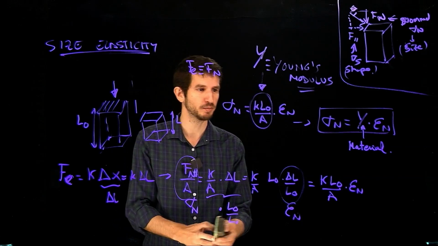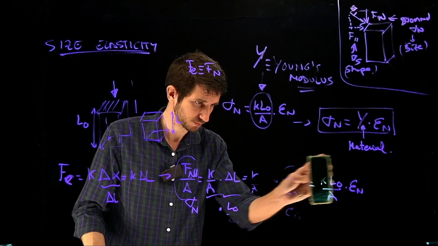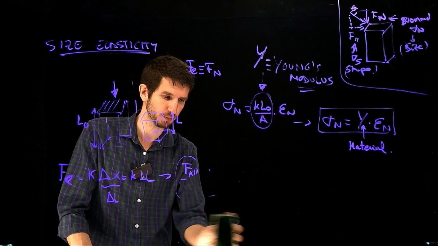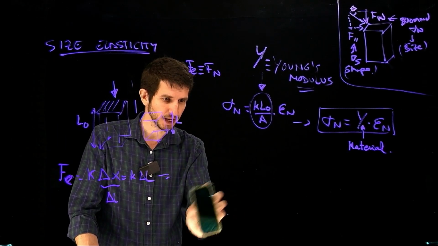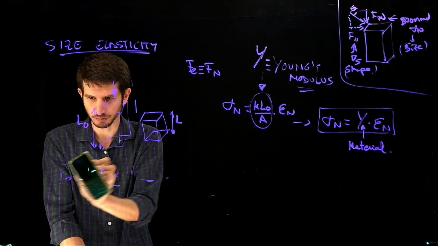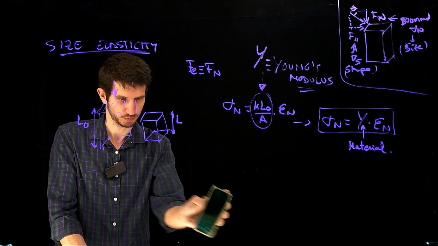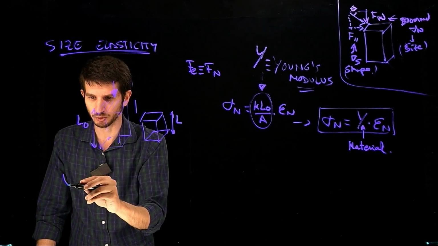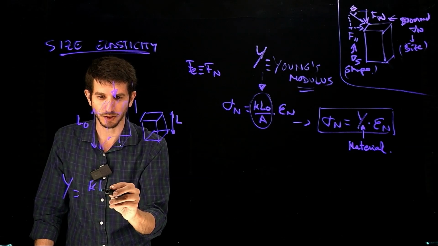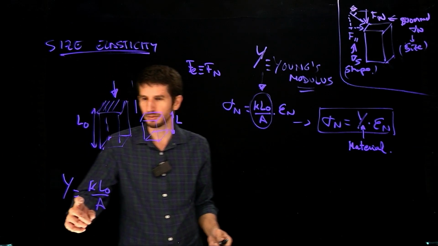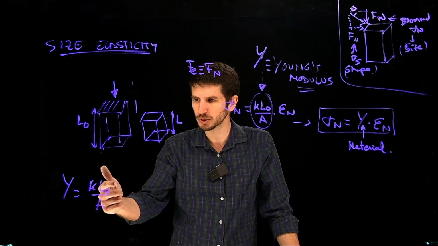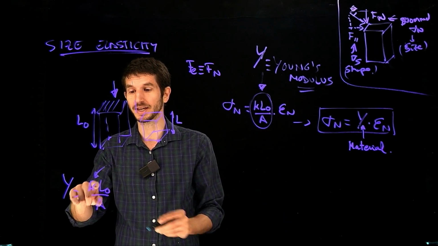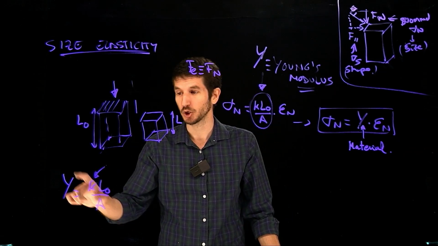Now, however, you can come back, and let's erase this right now. You can say, wait a second, because of this derivation, I just ended up saying that Young's modulus is equal to K L sub 0 over A. And I say, hey, but this is the length, this is the area, right? So Young's modulus actually depends on the shape. Not really. What happens is that the spring constant is the one that actually depends on the length and the area, not Young's modulus.